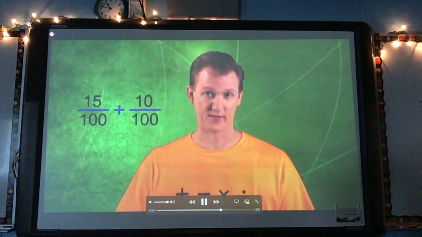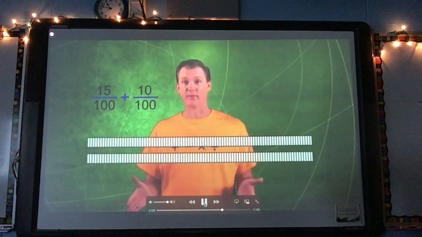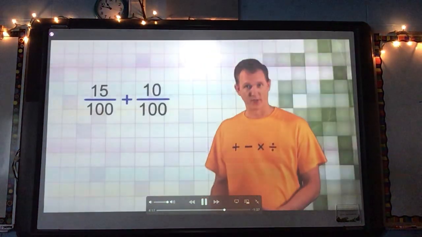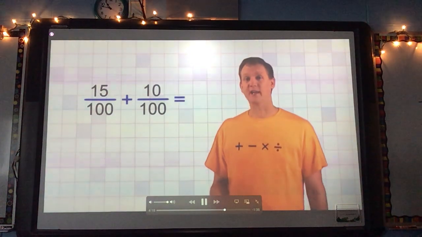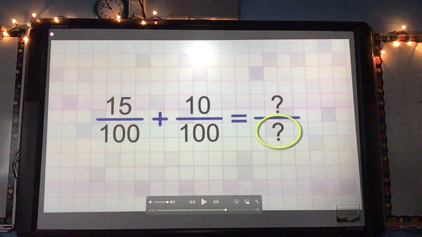15/100 and 10/100. Oh, that'd be hard to draw, right? It would be way too much work to draw rectangles and divide them up into 100 parts. Fortunately, since we know the procedure for adding fractions, we can do it without the drawings. First, let's write out the problem. Now, because we're adding fractions, we know that the answer will also be a fraction. In your math notebook, write down this answer.